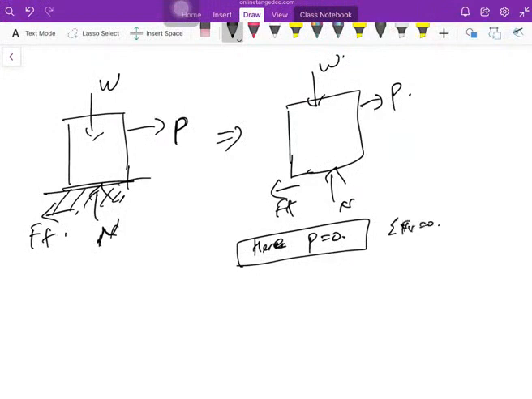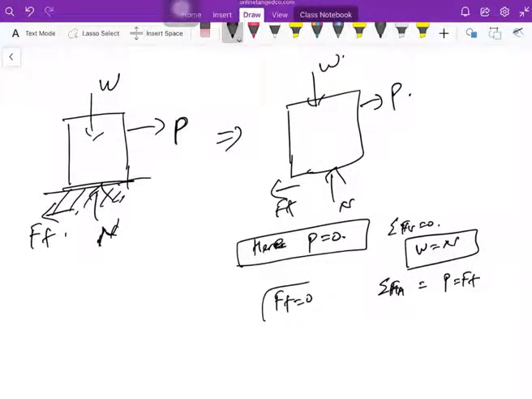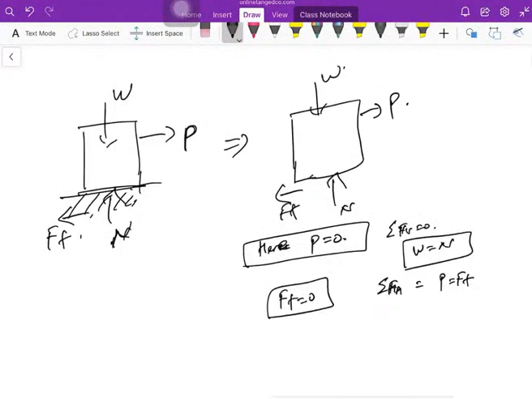Then we can say, resolve all the forces vertically, which gives you that W is equal to N. Similarly, resolve all forces horizontally, sum of FH, which gives you P is equal to frictional force. Since I have not applied any load, the frictional force is 0. The first condition, case 1: when the load is 0, my frictional force is 0. Keep that in mind, okay? When you are not applying any load, the frictional force is 0.